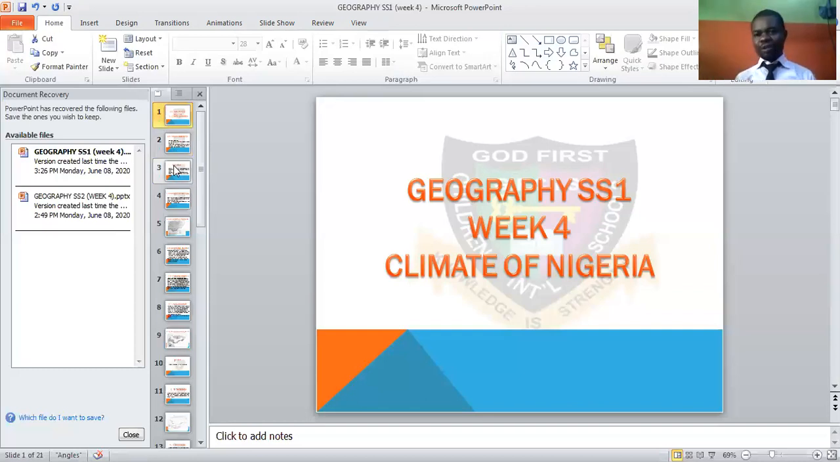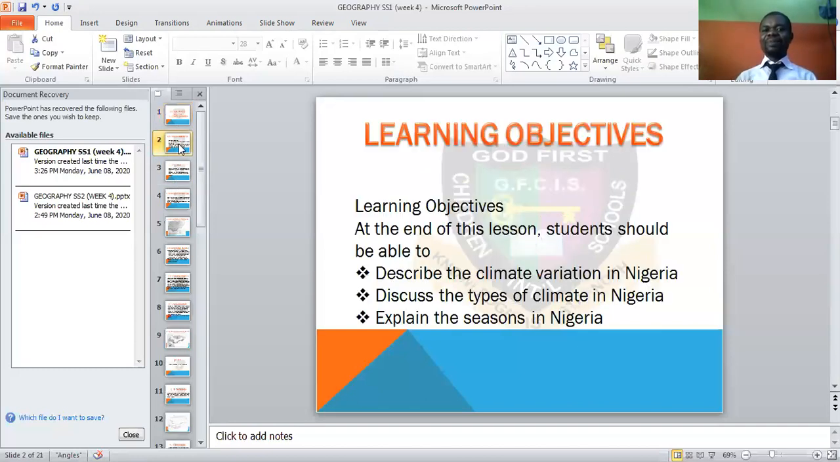Before we go into the content of today's lesson, we need, in our usual manner, to share together the learning objectives. At the end of this lesson, students should be able to: one, describe the climate variation in Nigeria; two, discuss the types of climate in Nigeria; and three, explain the seasons in Nigeria. Then we need to go to the content.